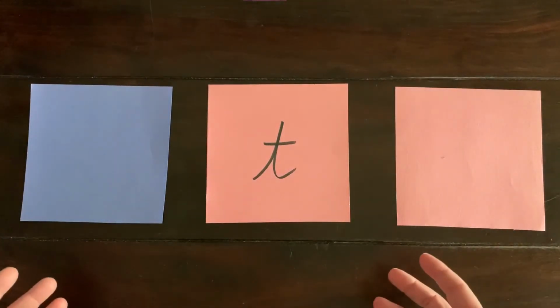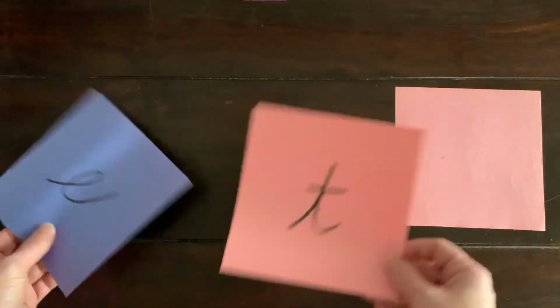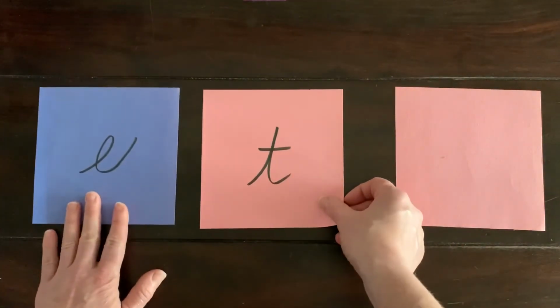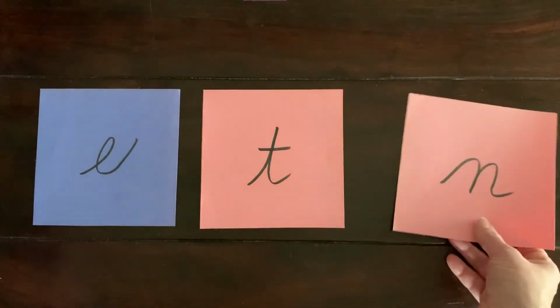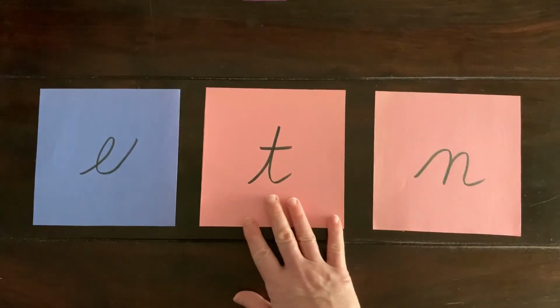So after this lesson is over, what you could see happen is that they'll take the sandpaper letters out on their own in the classroom, and they'll play knock knock by themselves, which is a great way for them to practice it on their own.